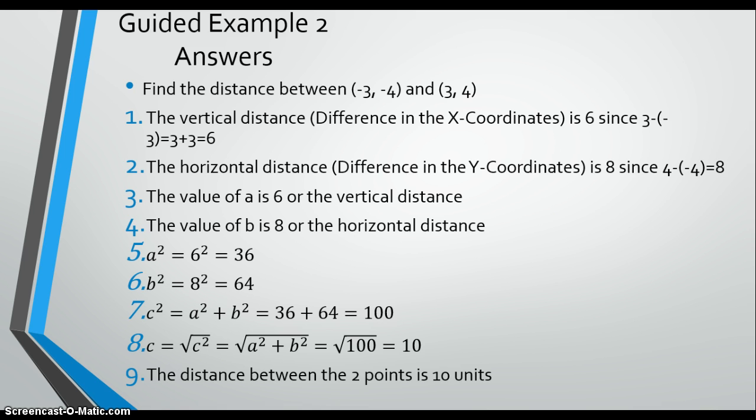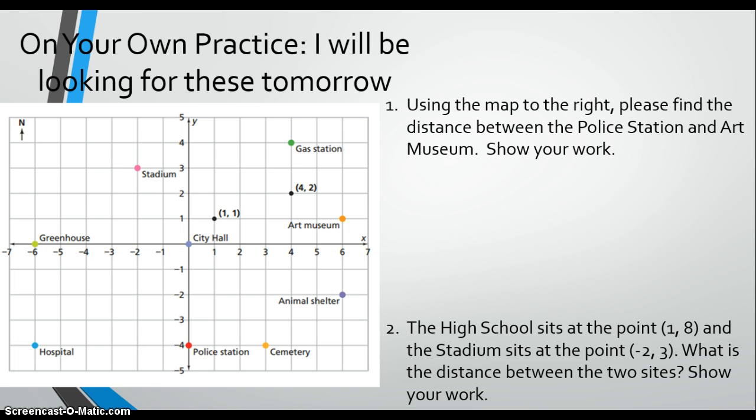Question 5 asks you what A squared is, and that's 36. Question 6 asks you what B squared is, and that's 64. Question 7 asks you what C squared is, and that's 100. Question 8 asks you what C is, and that's 10, and the distance between the 2 points is 10 units.